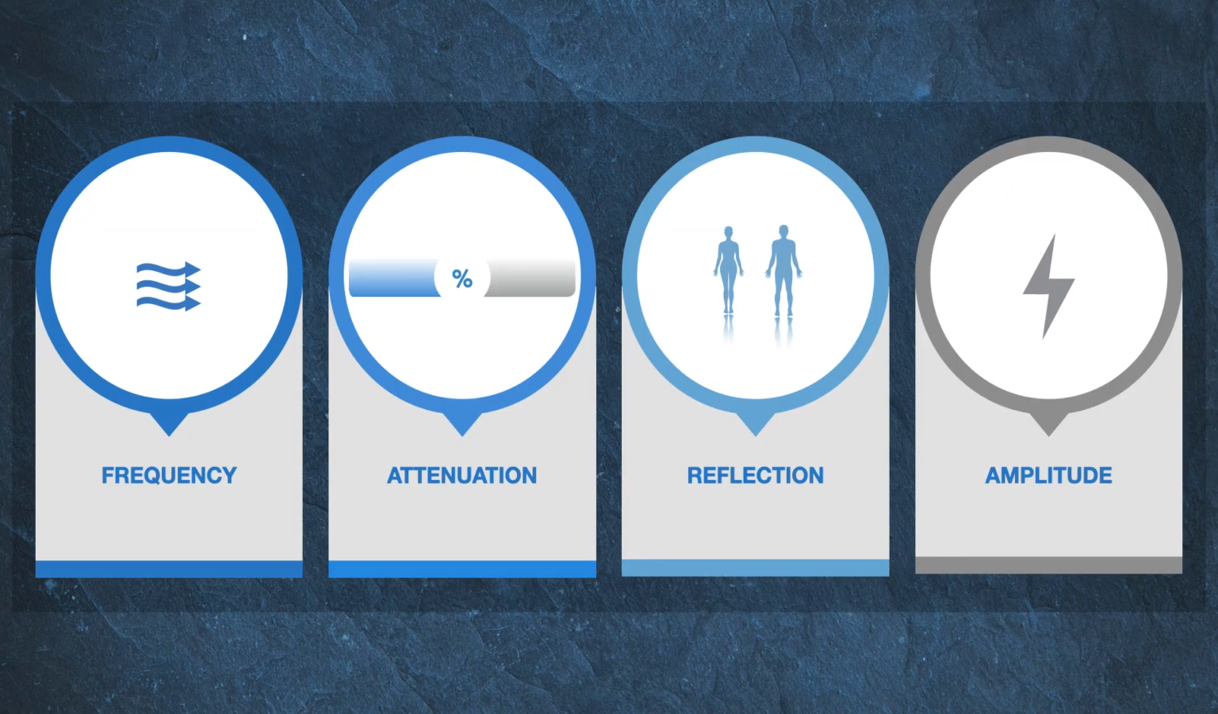Thankfully, you don't have to be a physicist to understand the interplay of physics and ultrasound. You do, however, need to know some physics, so let's go through these four key areas: frequency, attenuation, reflection, and amplitude.